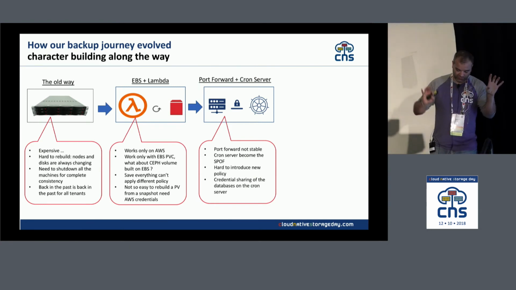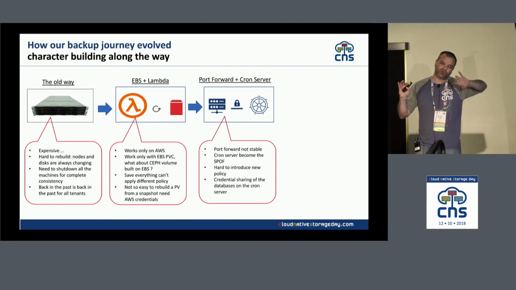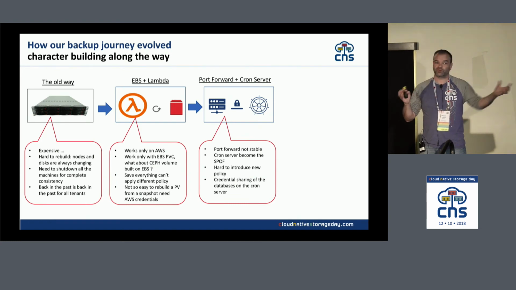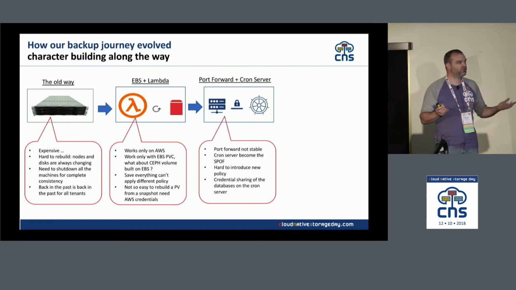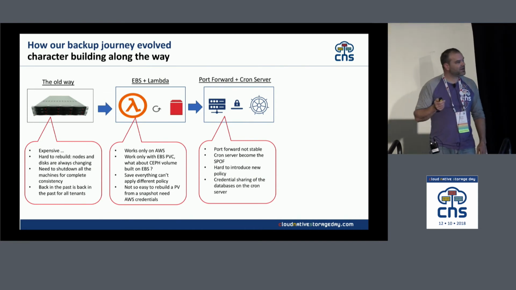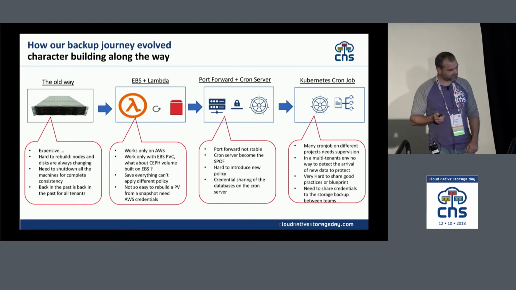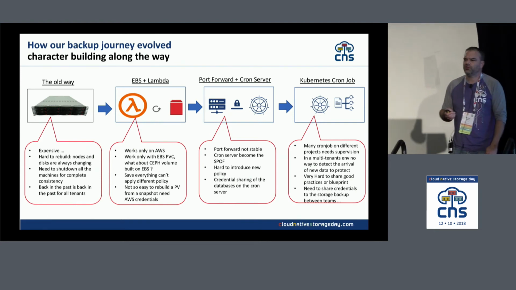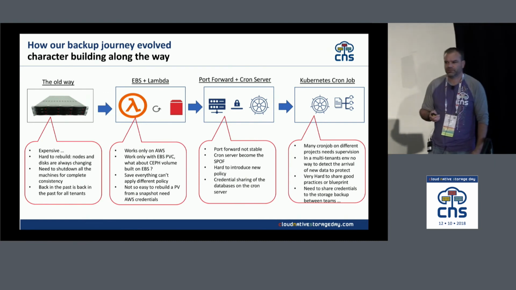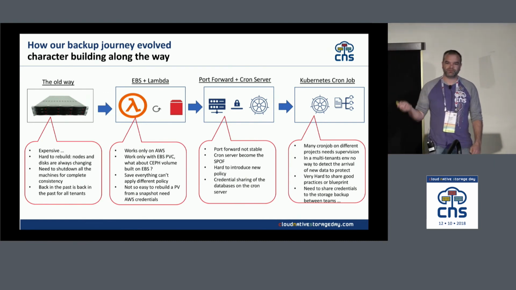Because if you decide to back up a Postgres application on the cron server, you have to bring back the credential of the Postgres. You don't have the choice. Otherwise, you can't make the backup. So this solution was not ideal. And finally, we tried the cron job. Everybody knows what a cron job is on Kubernetes. It's just the fact that you can run a job.